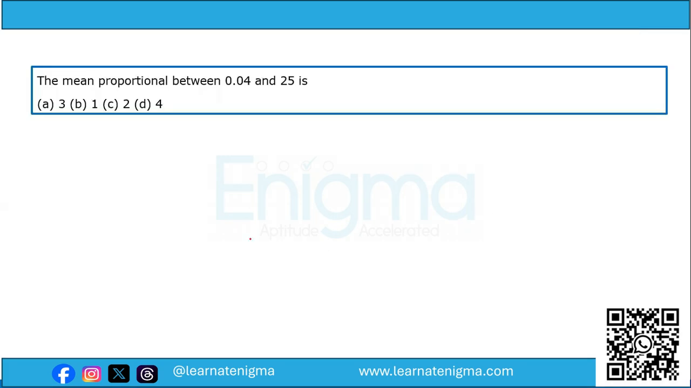The mean proportional between 0.04 and 25 is. Now, if we write down the proportion as A by B is equal to B by C, in such a ratio, B is known as a mean proportional.